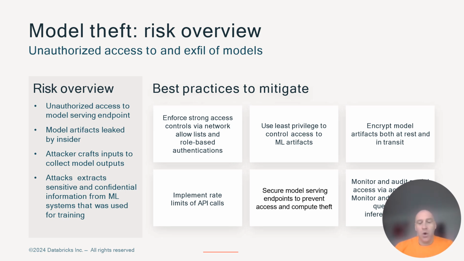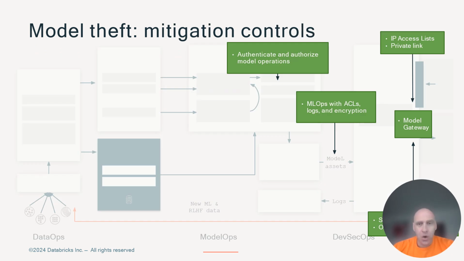Now, if we go to the next slide and have a look at where we can deploy those controls to mitigate those risks. As you can see, we can authenticate and authorize model operations. We can use MLOps with access control lists, logs, and encryption. We can also use IP access lists, private links, and a model gateway, and some of these are the most important controls to mitigate and prevent model theft.